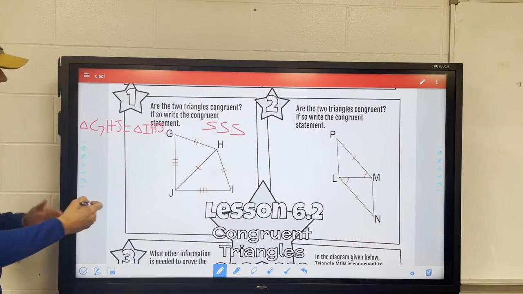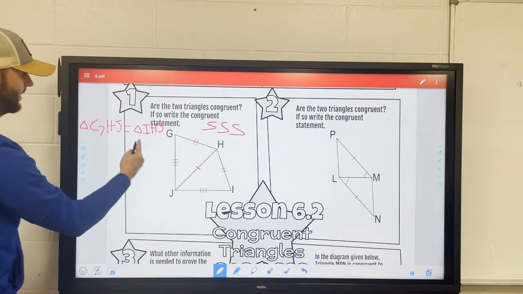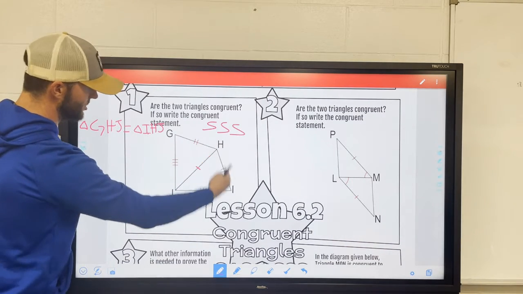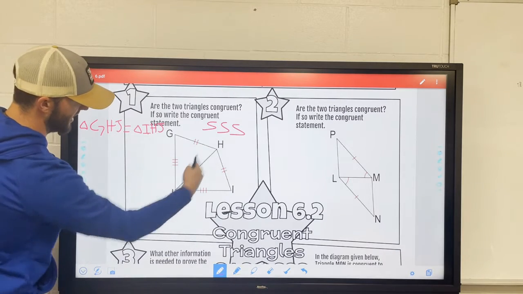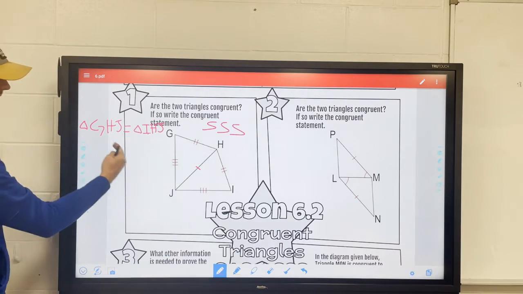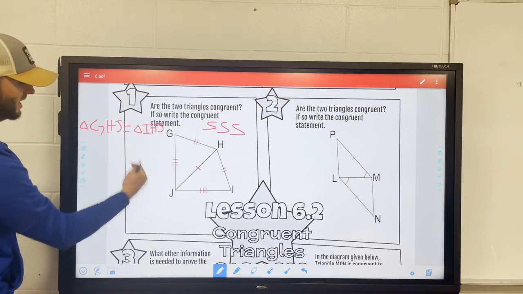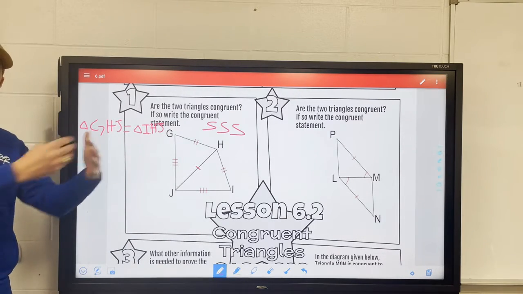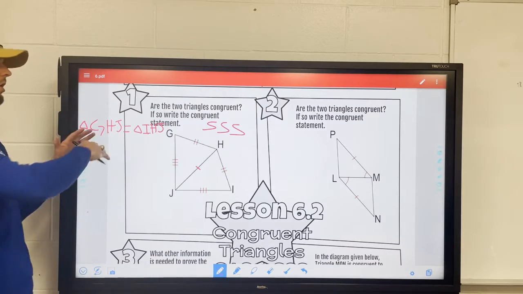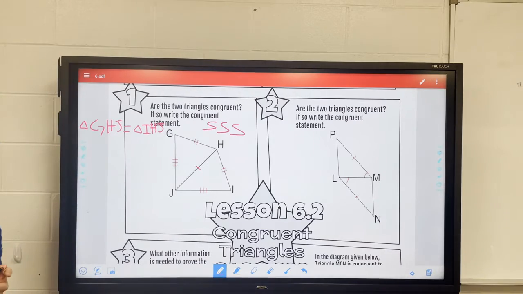Okay? Same thing with the sides. GH and IH are congruent. HJ and HJ is the same thing. GJ and IJ are congruent. So listing it out by the congruent statement, or if they give you the congruent statement, gives you all of this stuff so you know that they're congruent to each other. Okay? Let's move over to example number 2.